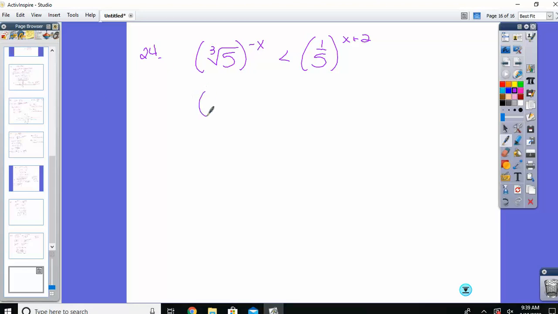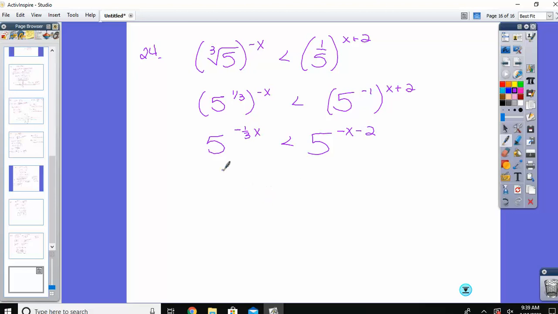If I have the cube root, that's the same as 5 to the 1/3. And 1/5 would be 5 to the negative 1. Power to a power, you multiply. So now we set our exponents equal. The only difference is that instead of an equal sign I have an inequality in there. Otherwise it's identical. If you multiply or divide by a negative, it will still flip the inequality.